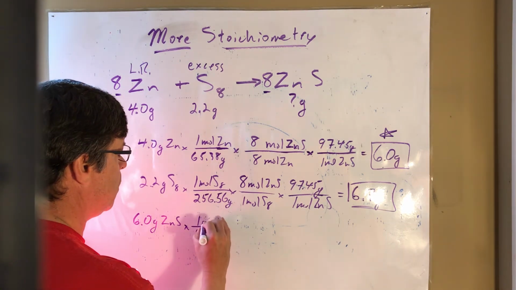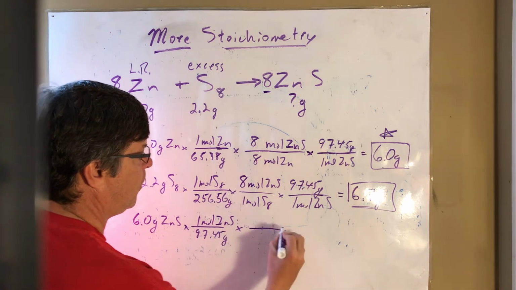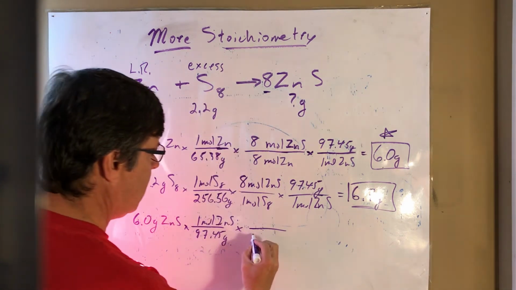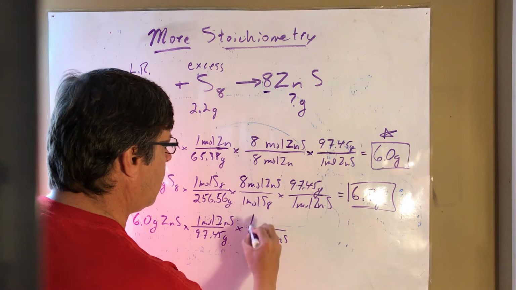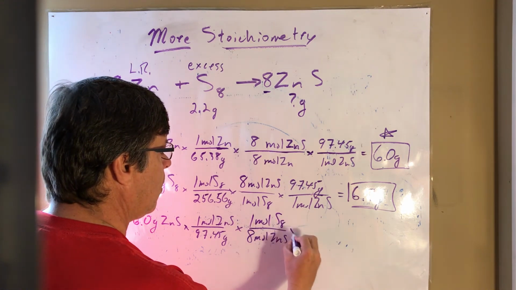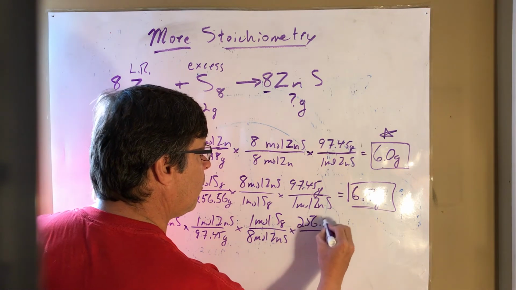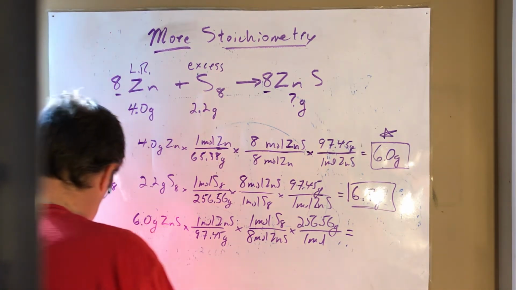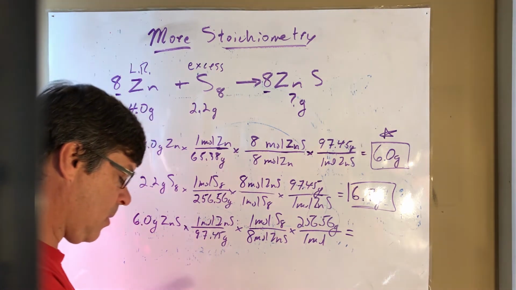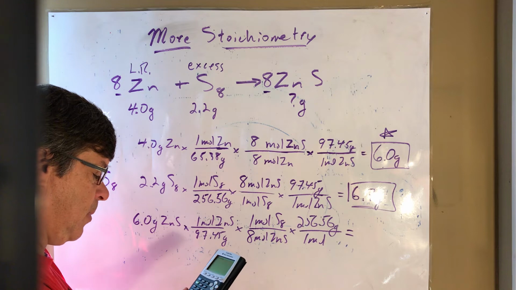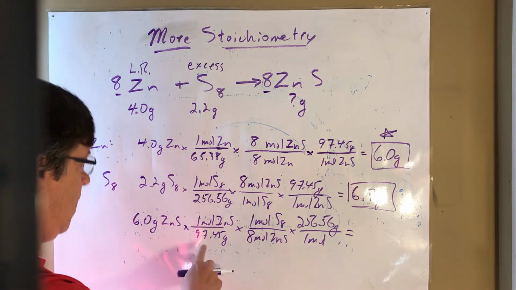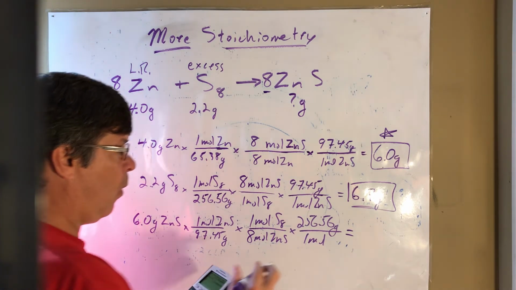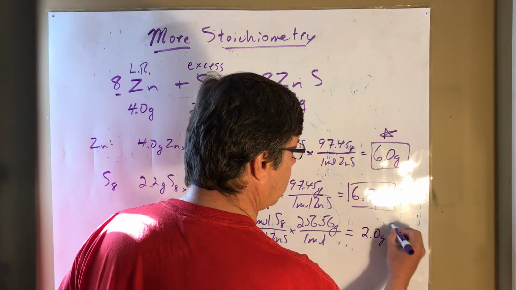All right, so that's 97.45 grams is 1 mole of zinc sulfide. Okay, let's look at this ratio now. 8 to 1. So for every 8 of these, we only need 1 of these. So 8 moles of zinc sulfide, 1 mole of sulfur. We're almost there. Multiply by 256.56 grams is 1 mole. Let's figure this out. I didn't calculate this earlier. So 6 times 256.56 divided by 97.45. See what that equals, divided by 8. And we get 2.0. 2.0 grams of sulfur.